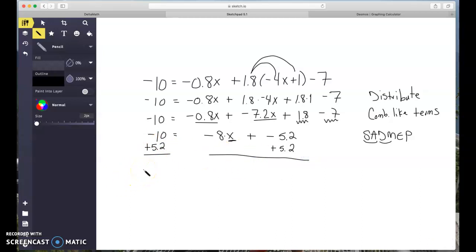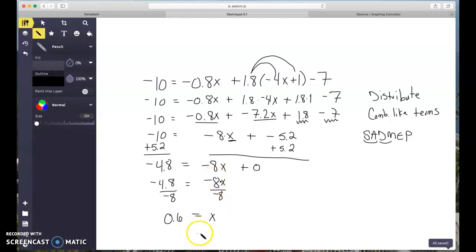All right, so let's see here. Negative 10 plus 5.2 equals negative 4.8. And then I've got negative 8x plus 0, because that's negative 5.2 plus 5.2, leaves me with just negative 8x. All right, and then I want to get rid of that negative 8 by doing the opposite of multiplying, which is dividing. If I do it to one side, I have to do it to both sides of my equal sign. So negative 4.8 divided by negative 8 leaves me with 0.6, right? Two negatives divide to make a positive. And negative 8 divided by negative 8 leaves me with positive 1x.